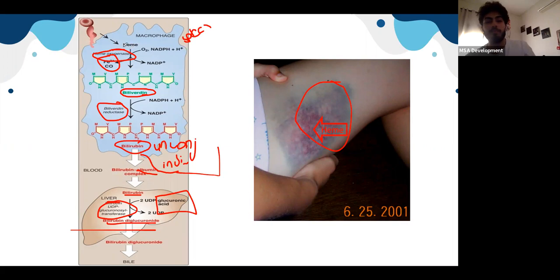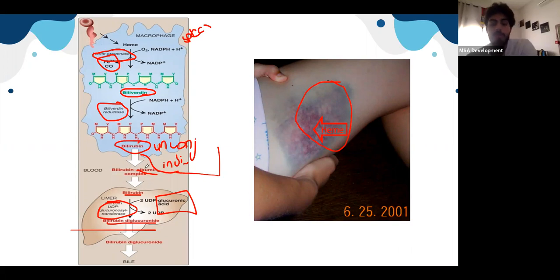So we have heme. It goes through heme oxygenase, the only reaction that produces carbon monoxide. It gives you biliverdin, the green compound again. From biliverdin, it goes to biliverdin reductase. It's pretty easy to remember: first heme oxygenase happens, and then biliverdin reductase. So you'll get the name of the enzyme from the substrate. Biliverdin reductase gives you bilirubin, the unconjugated, indirect bilirubin.